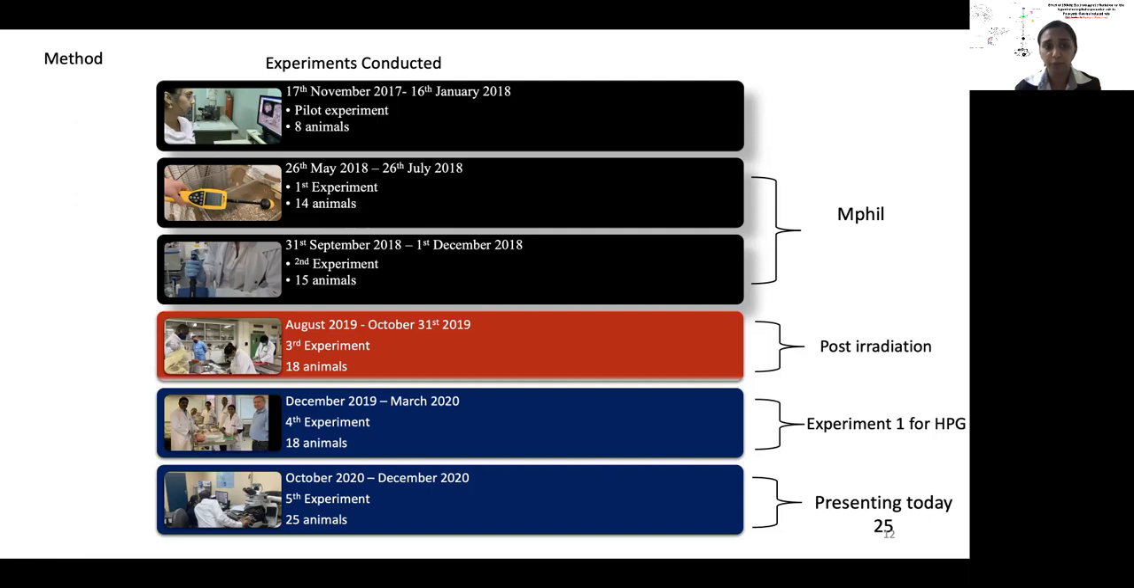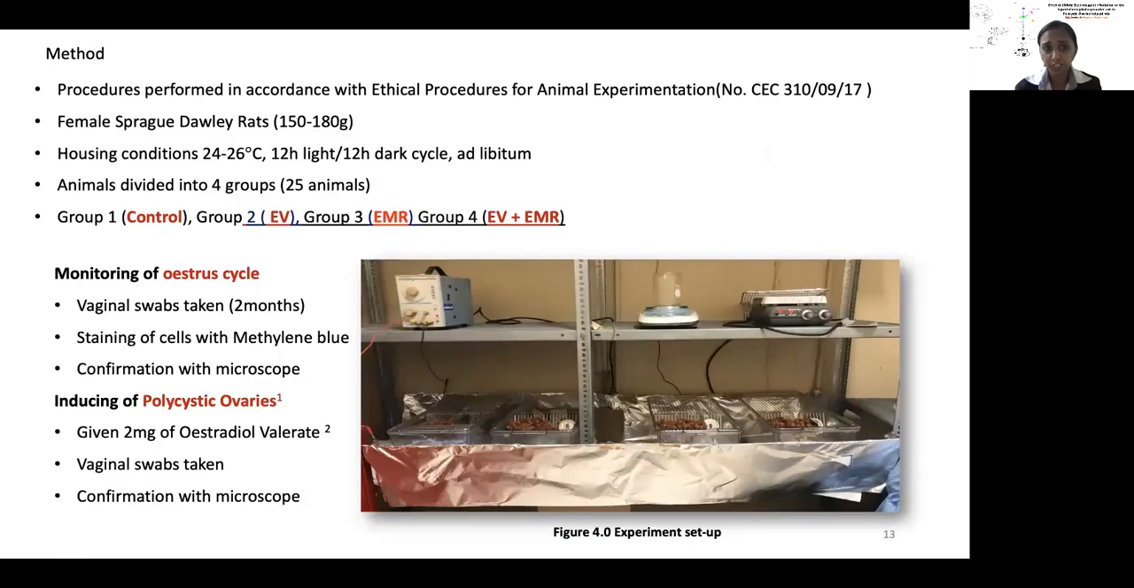So we decided to reconfirm it and conduct another experiment where we could use immunohistochemistry and look at it at the receptor level too. The procedure was performed in accordance with ethical procedures for animal experimentation, and we used female Sprague Dawley rats, that is, newly cycling rats, right? We used basic, standardized housing conditions, and the animals were divided into four major groups. One: control, estradiol valerate, electromagnetic radiation, and estradiol valerate exposed to electromagnetic radiation. So this is a regular control, and this was a positive control, right?